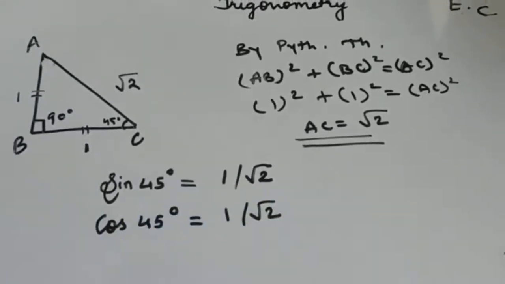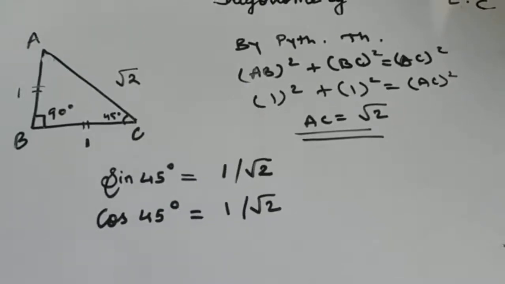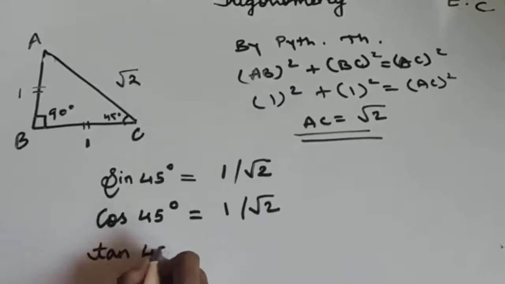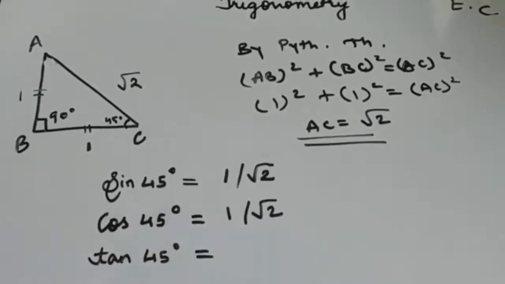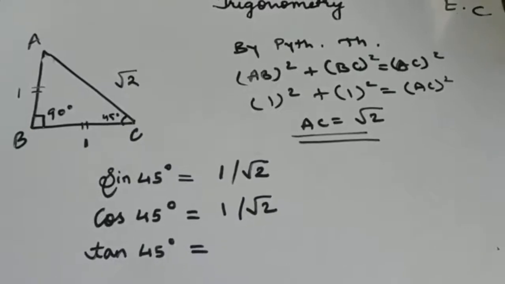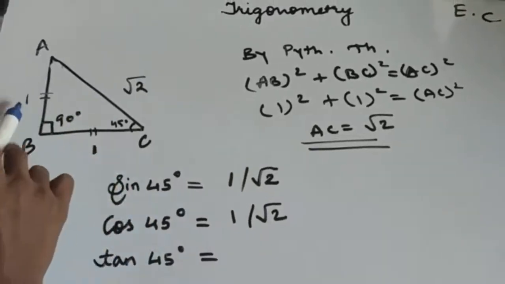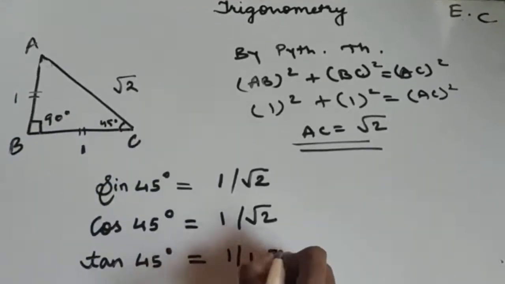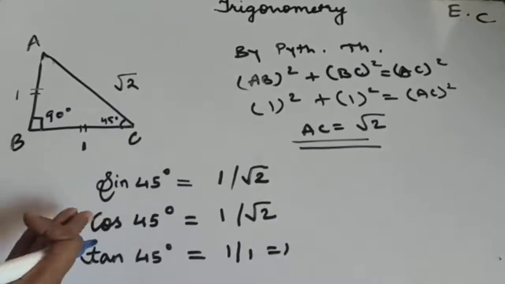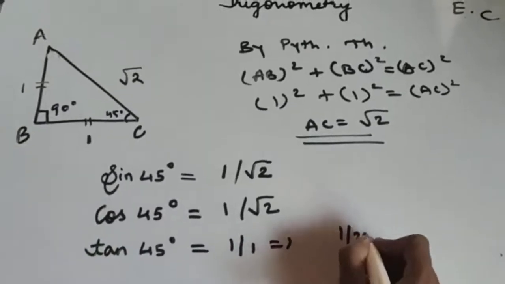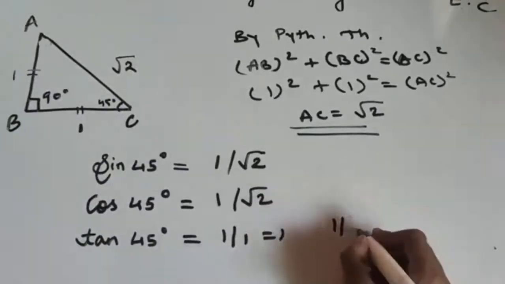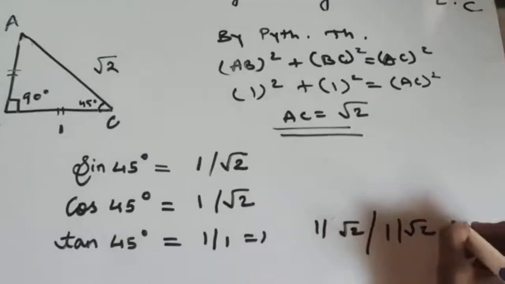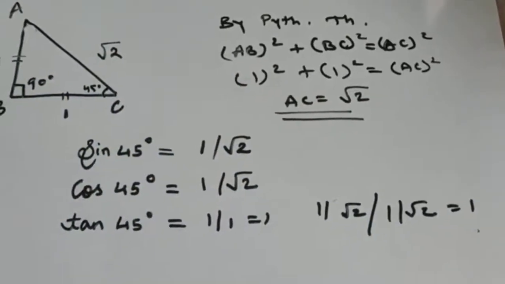After sine and cos, let's find the value for tan 45 degree. Tan 45 will be opposite upon adjacent, that is 1 by 1, which is equal to 1. Or else if you take it as sine upon cos, it will be the same: 1 by root 2 divided by 1 by root 2 will be 1 again. Anyway you go, it is 1.